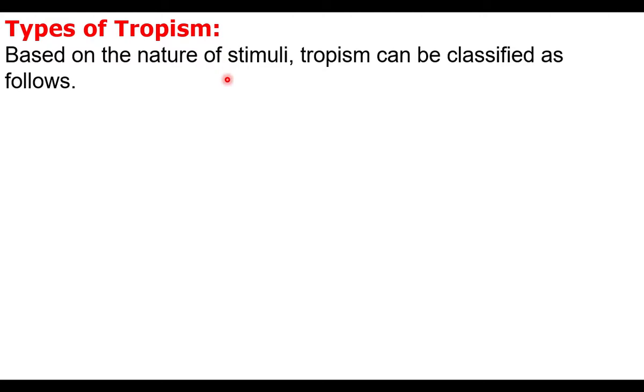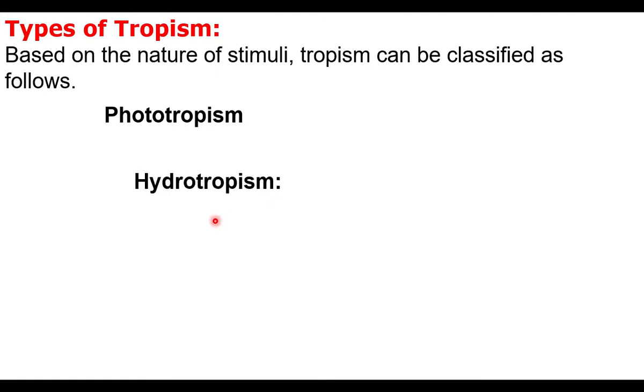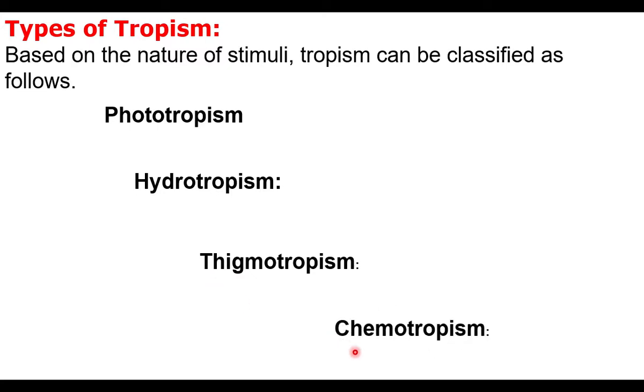Based on the nature of the stimuli, tropism can be classified as follows. Phototropism: here the signal or stimulus is light. Stimuli is plural, stimulus is singular. Hydrotropism: movement of plant parts towards water. Thigmotropism: movement of a plant or plant parts towards touch. Chemotropism: here the stimulus is chemical. The movement is due to a chemical signal. Here touch signal, here water, here light.